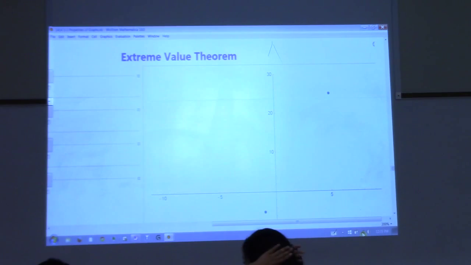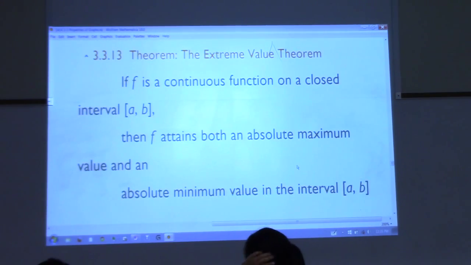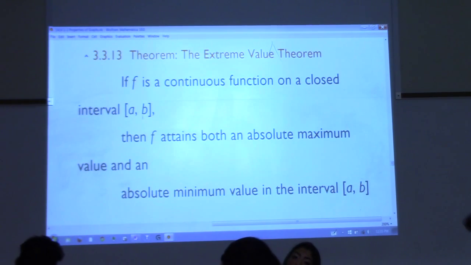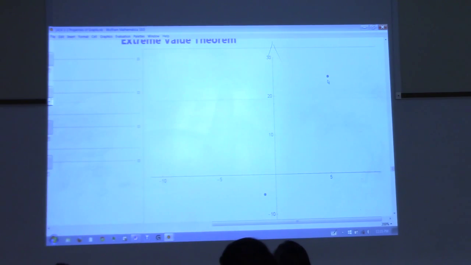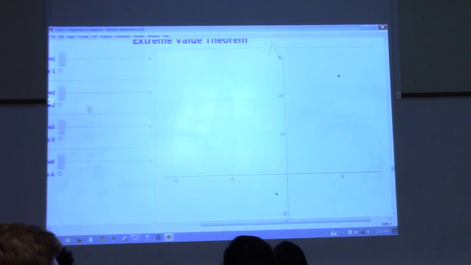So this theorem is saying that if I draw a function on a closed interval and I am not allowed to pick up my pencil, then I have to achieve an absolute maximum and an absolute minimum. There's no way around it. So look at these 2 points. You see these? I am going to connect those 2 points with a curve. Here we go.